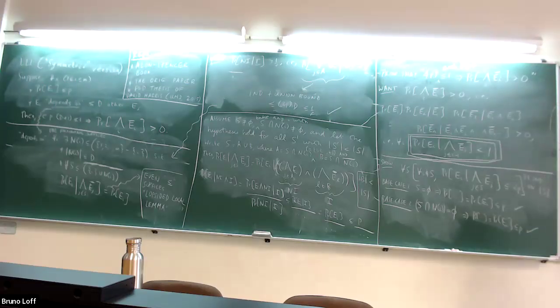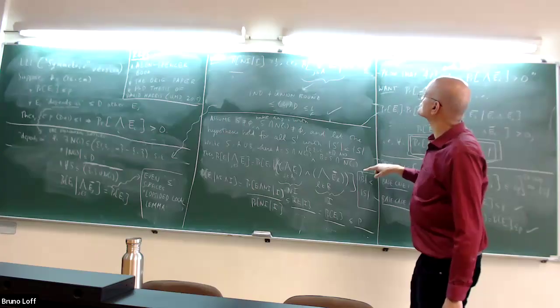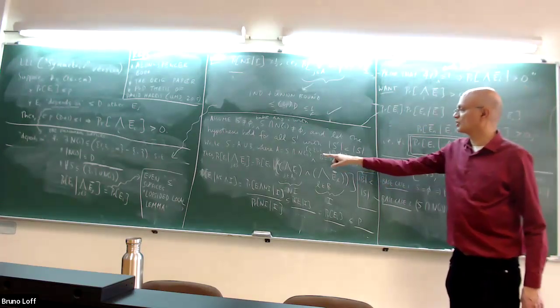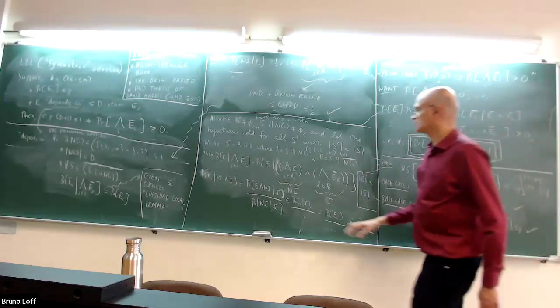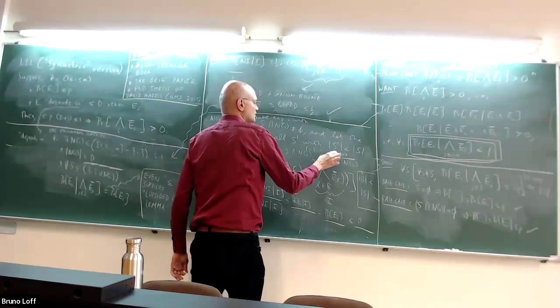So by induction, each E_j given I has probability at most 2p. And this I has size strictly smaller than S, right? Because A is non-empty. So actually I didn't even need to write this. Let me use this.